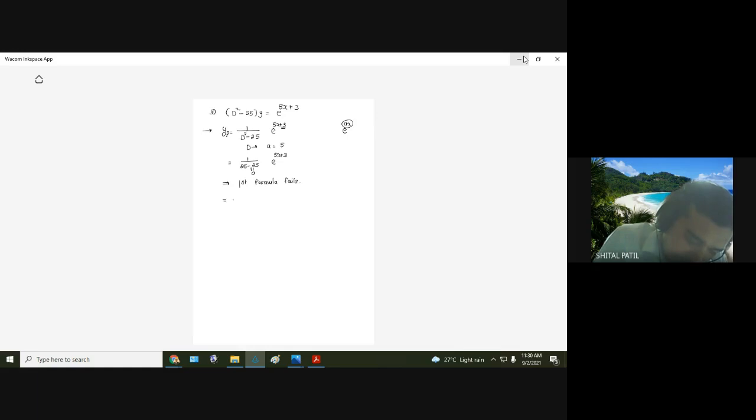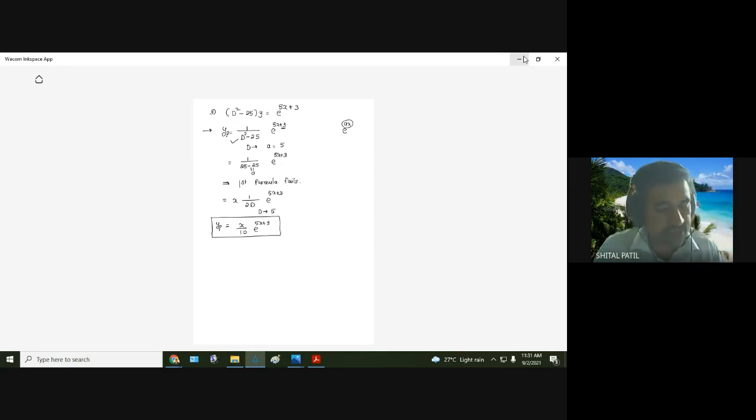So what is the second formula? x and then derivative. So again derivative of d square is 2d. Derivative of 25 is 0. e raised to 5x plus 3. Now you replace d by 5. So x by 10, e raised to 5x plus 3. Yes, clear. Any doubt in this example? Yes, continue. Yes, any doubt?